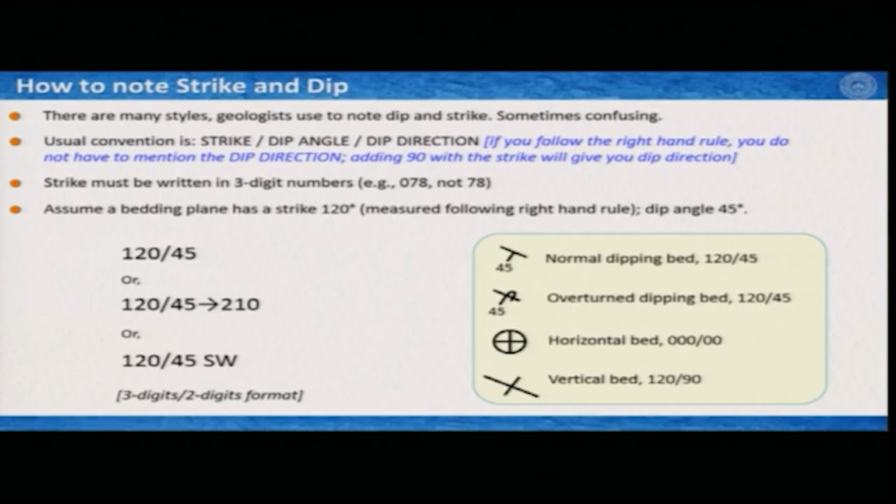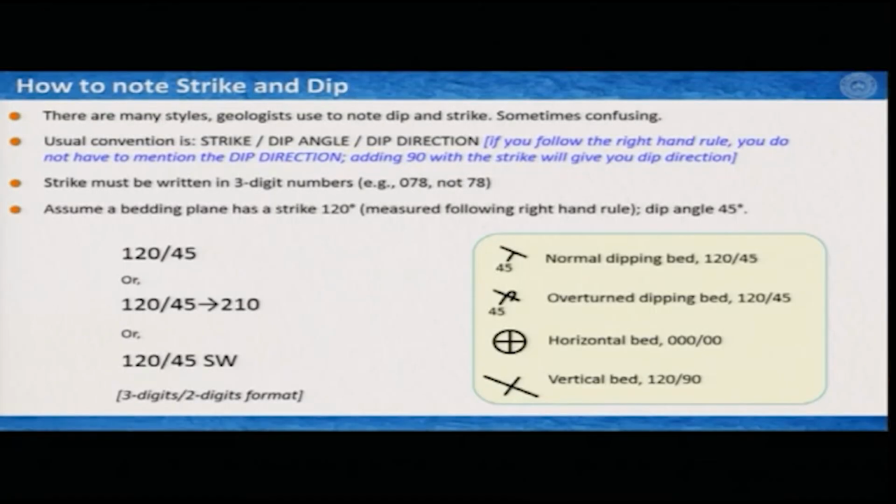Now, how to note it? In the example I have given here, you have a plane with a strike of 120 degrees that you measured following the right hand rule, and the dip angle is 45 degrees. That means the strike line is 120 degrees and the plane is dipping 45 degrees. So, there are 3 ways you can note it. First one is just 120/45. This is if you use your right hand rule.